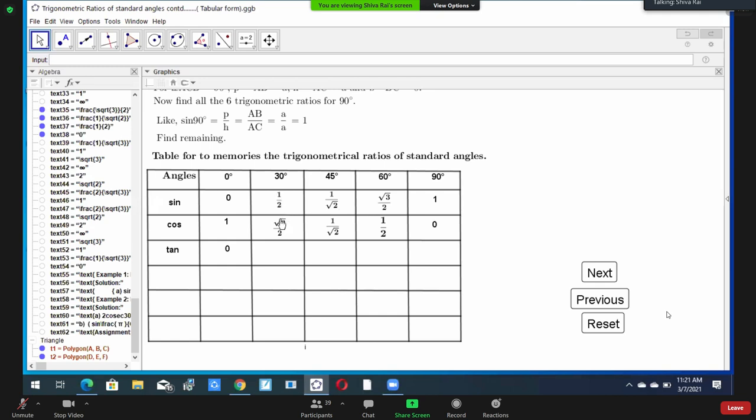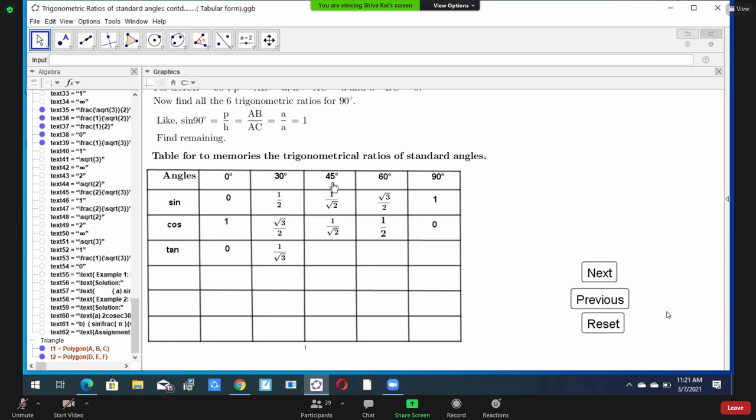Because here 1 by 2 divided by root 3 by 2 means 1 by 2 into the reciprocal of root 3 by 2. The reciprocal of root 3 by 2 means 2 by root 3. 2 and 2 cancel and it remains 1 by root 3. So here, you look, it becomes 1 by root 3.